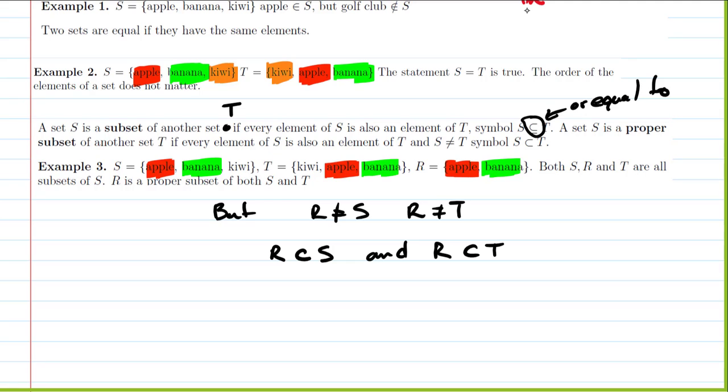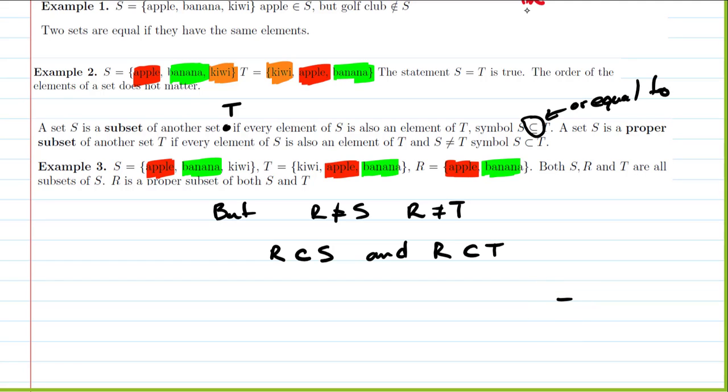Which is like the difference between 4 is less than or equal to 4, but 4 is not less than 4, right? One of those allows the or equal to, the one with the line underneath. The one without the line underneath does not allow the or equal to. So the subset operation is actually very similar to this idea of inequality. We'll see that there are certain things where they behave in very similar ways.